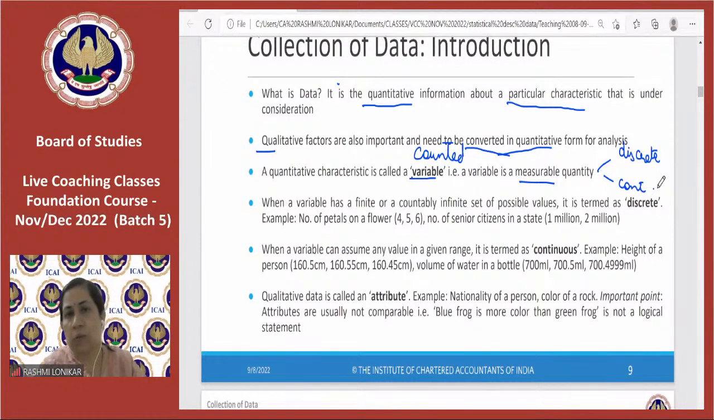Discrete is, suppose I'm talking about the number of people, or the number of petals in a flower. And continuous is when the information is going to lie within a range. When I'm talking about height, it can be 154.53, or it can be 154.44. Those types of things are continuous, where the data is given in a range. Then the qualitative ones are called attributes. So when I'm talking about attributes, these are qualitative.